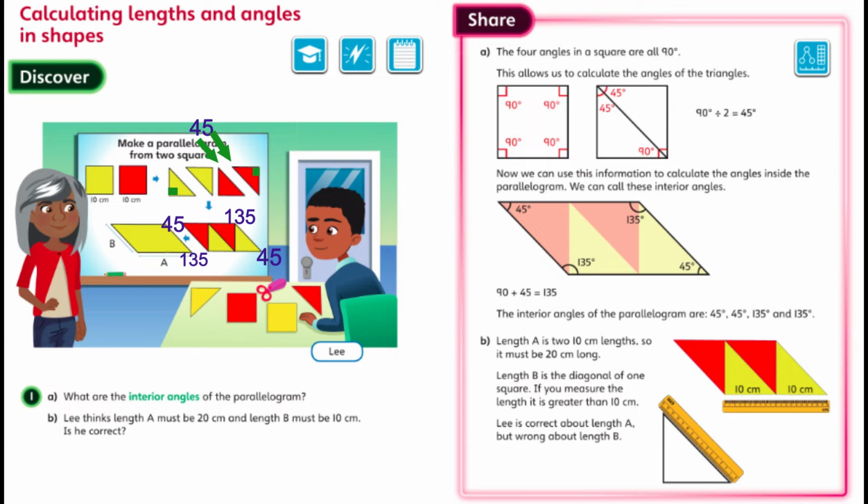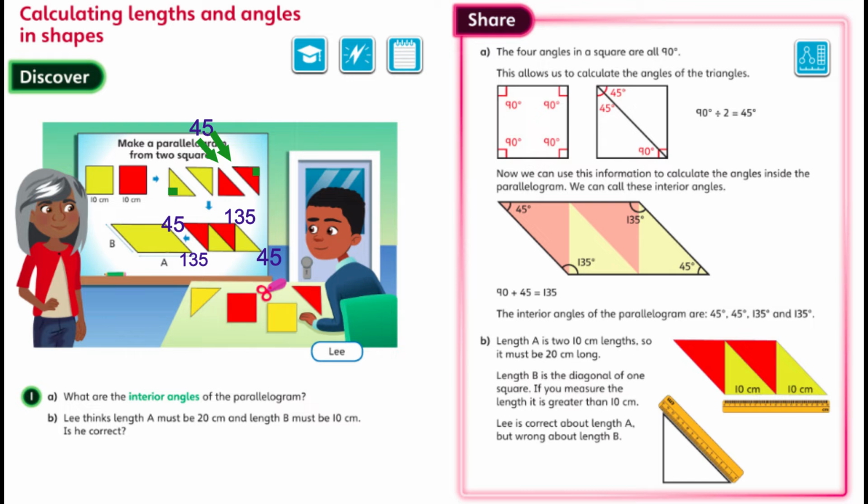But does this work? Let's see. 45, 45, 135, and 135. Does that add up to 360? Because remember, all four-sided shapes, their interior angles, those inside angles, must add up to 360. Stack those numbers and check. Does it add up? Once you finish stacking, you would have realized, yes, it does. It adds up to 360.